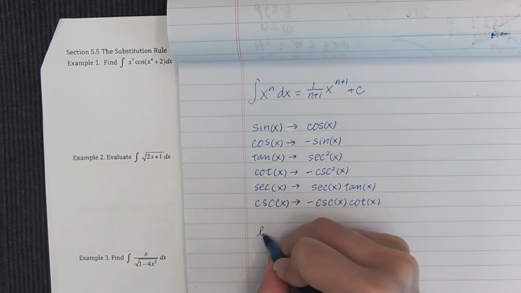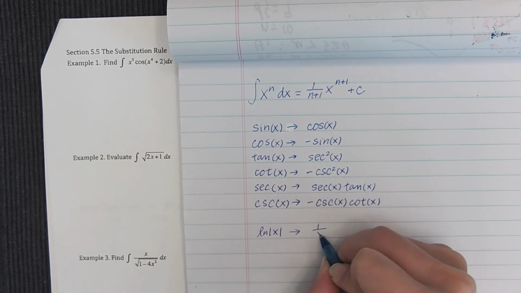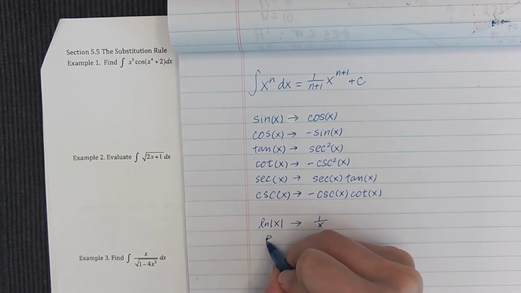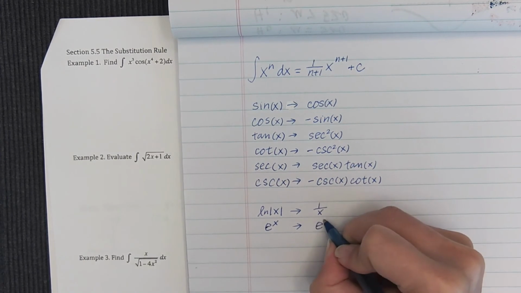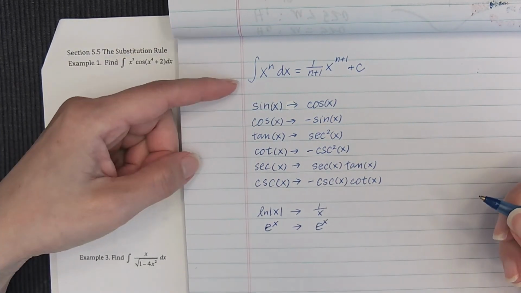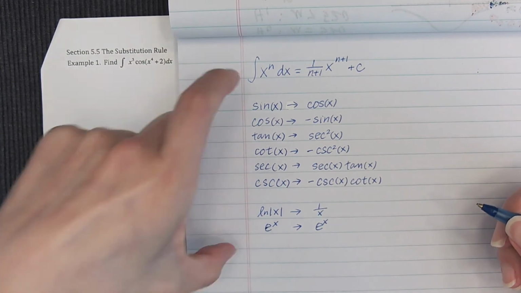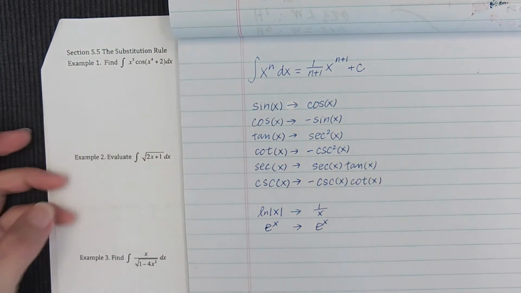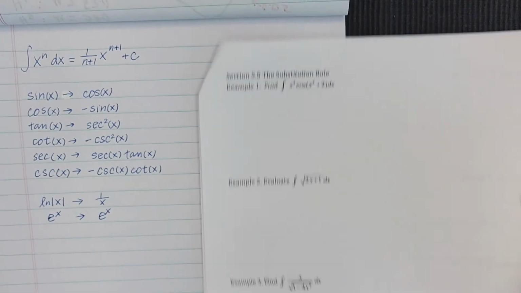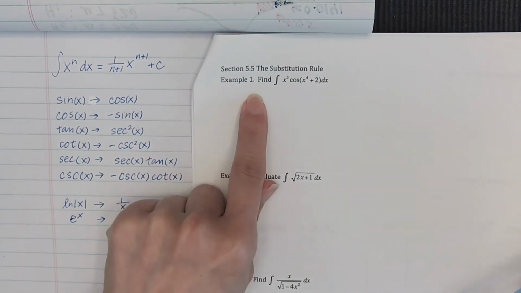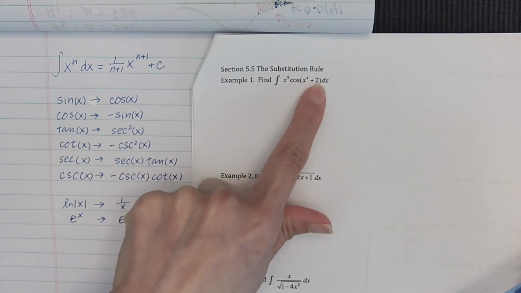And what's the derivative of the natural log of x? 1 over x. Thank you. What's the derivative of e to the x? E to the x. Okay, perfect. Those you need. Pretty much that's all you need. If you have those, you can solve pretty much all the questions. Alright, so here we start. Look at this example, 5.5. Find the integral of x cubed cosine of x to the fourth plus 2 dx.